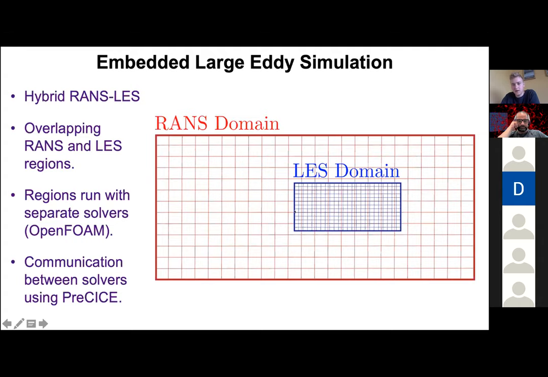Where perhaps we know that the RANS model is not providing the necessary spatial or temporal resolution, or where we know the RANS model has a particular failure, we can then apply the LES region in a kind of confined area within the domain. So the current work we've been doing is using a nested method. So the RANS domain covers the full domain, and the LES domain is placed on top of that. And these two domains are run with separate solvers at the moment, both in OpenFOAM, and we've been using preCICE to communicate between the two solvers to enable the coupling.